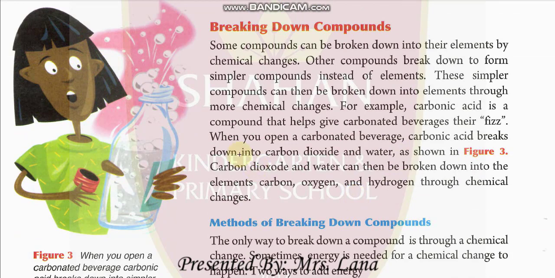And we have another thing, breaking down compounds. We have compounds like H2O, and we break down these two elements by chemical change. Other compounds break down to form simpler compounds instead of elements. These simpler compounds can then be broken down into elements through more chemical change. For example, carbonic acid is a compound that helps give carbonated beverages their fizz.